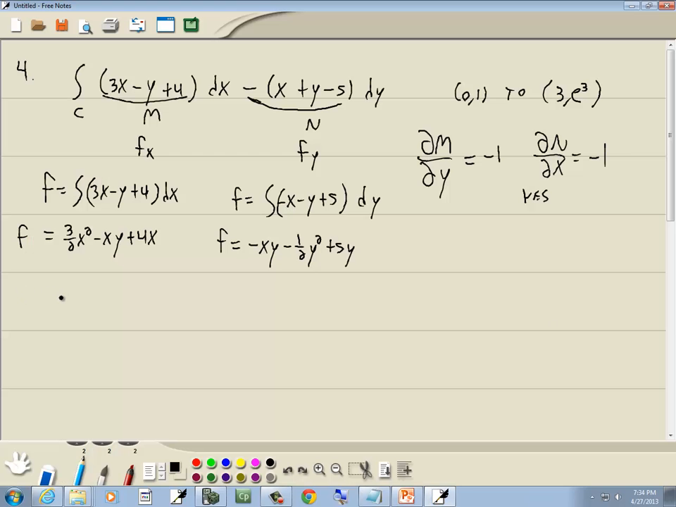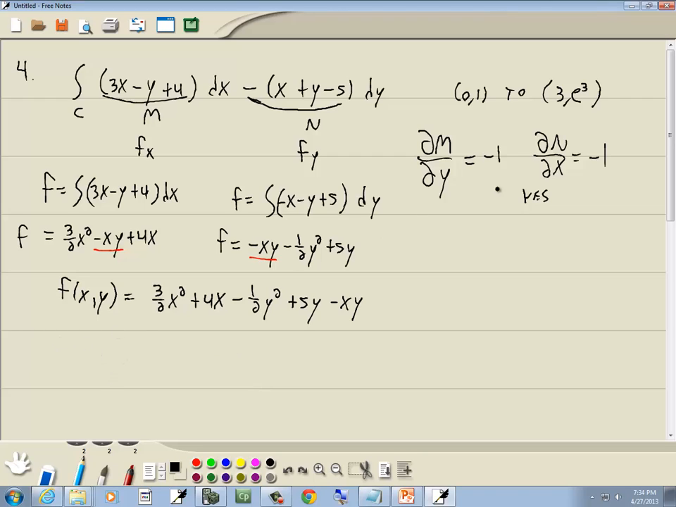Okay, now our function, we now need to merge these together. Now anything that's repeated, you only put down once. See how they both have an xy? A negative xy, I should say. So we're only going to write that down once. So we got 3/2 x squared plus 4x minus 1/2 y squared plus 5y. And then what they have repeated, minus xy, we only put down one time.